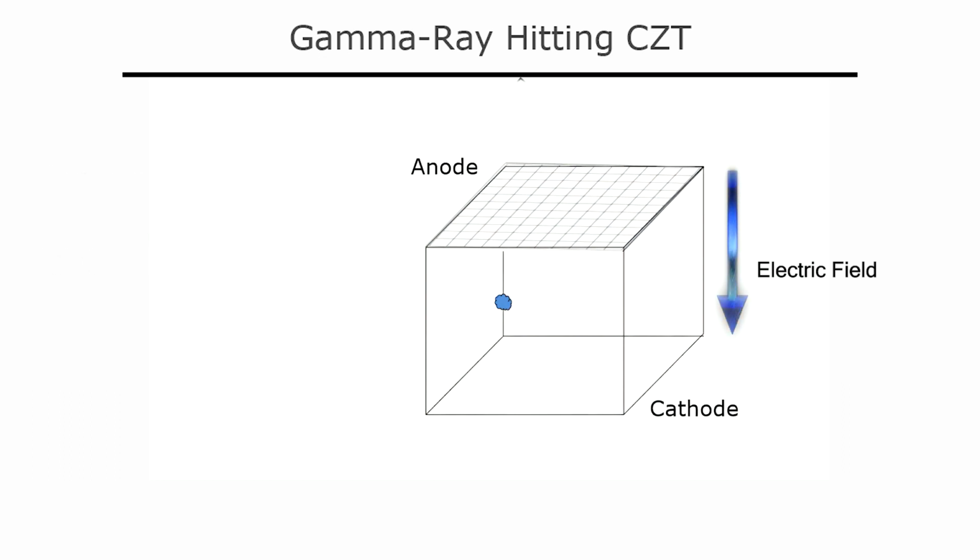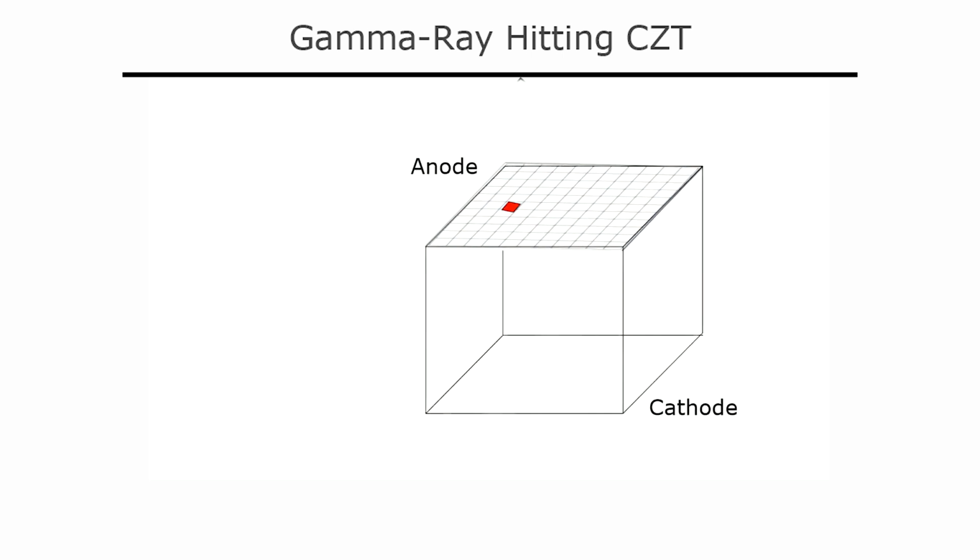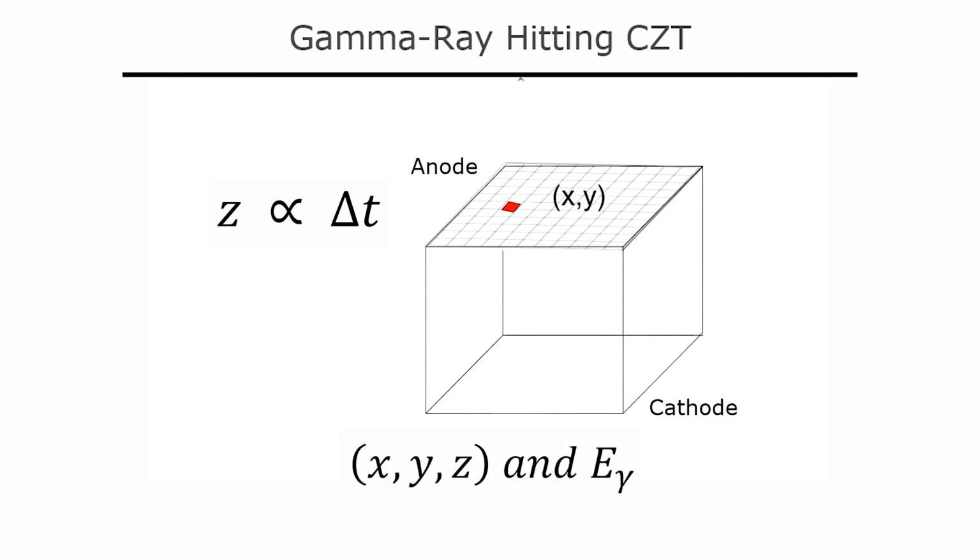during the interaction. The electron cloud will drift to the anode surface due to the application of voltage to the detector, and a signal will be collected on one of our anode pixels. Which pixel collects the charge provides us the X and Y position of the interaction, and the depth of the interaction can be known from the drift time. For every interaction in the CZT, we therefore know the 3D position and energy.